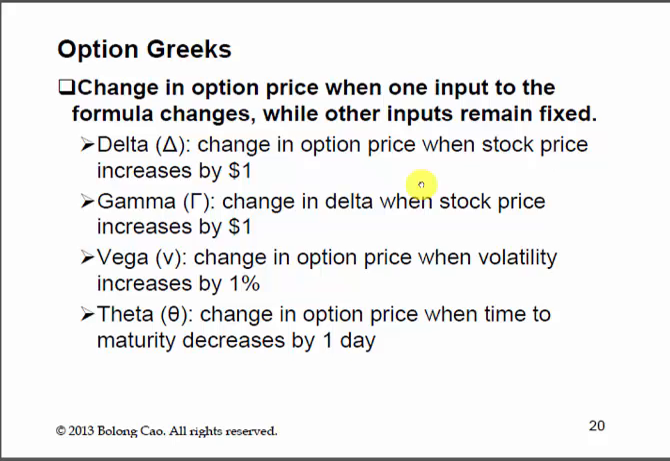The most famous and most important, and something we already know, is the so-called delta. Delta is the change in option price or the option premium when the stock price increases by $1. And then a related Greek is so-called gamma. Gamma does not concern the option price change itself. It actually concerns the change in delta when the stock price increases by $1. The next one is so-called vega. It's the change in option premium when volatility increases by 1%.